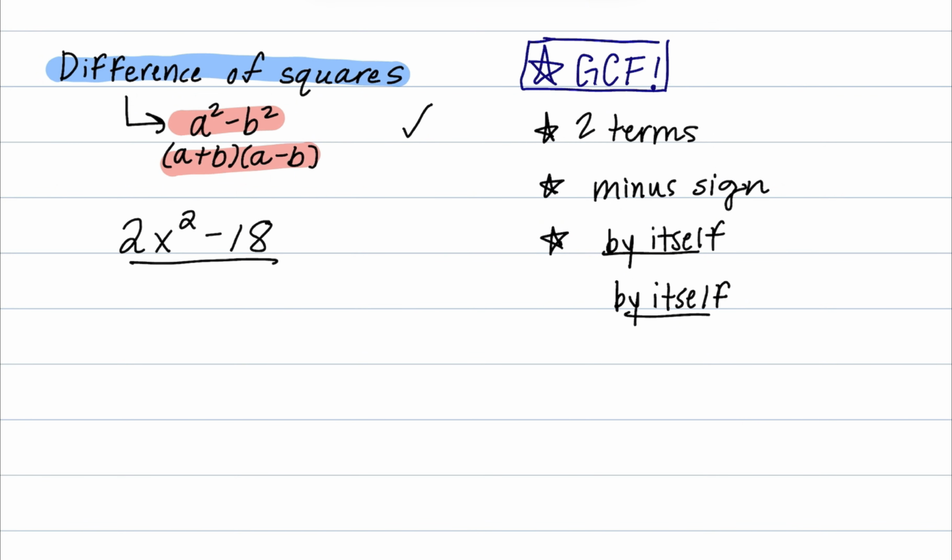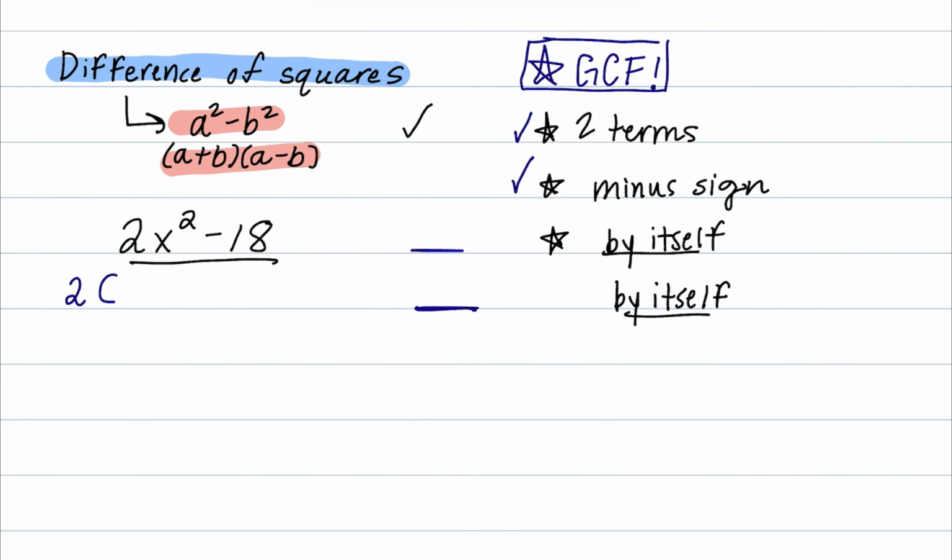Now, when I look at this example, there is a GCF. The GCF here is going to be 2. So currently, it's not a difference of squares because, yes, I do have 2 terms. Yes, there's a minus sign. But can I multiply something by itself to get 2x squared or 18? The answer is no. But watch what happens when I factor out a 2, that GCF.